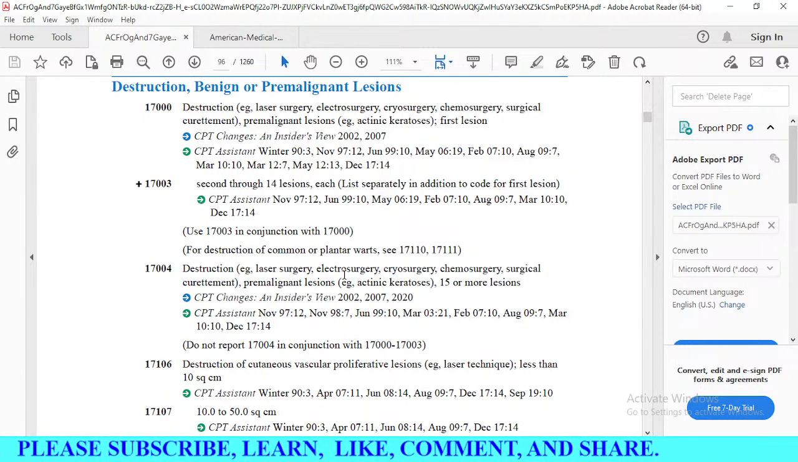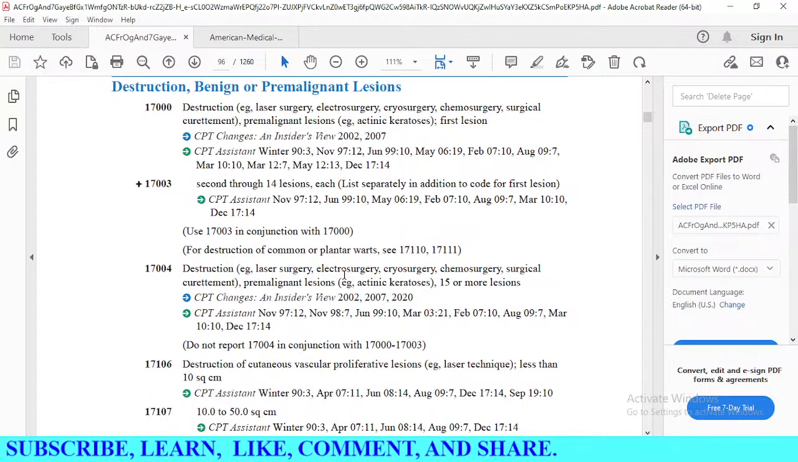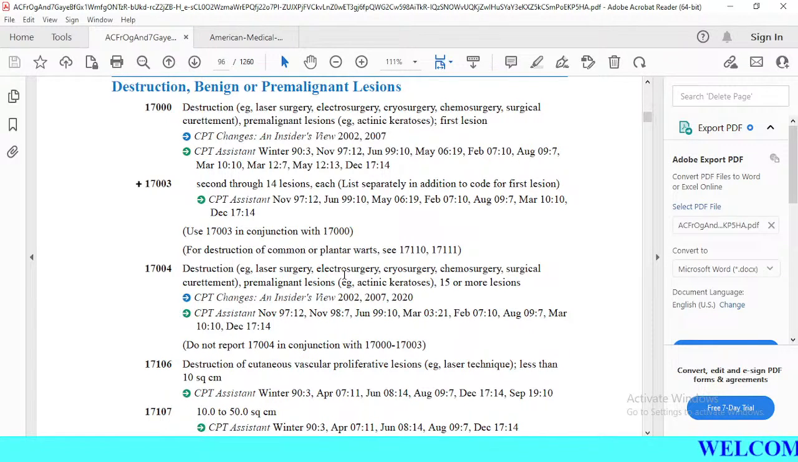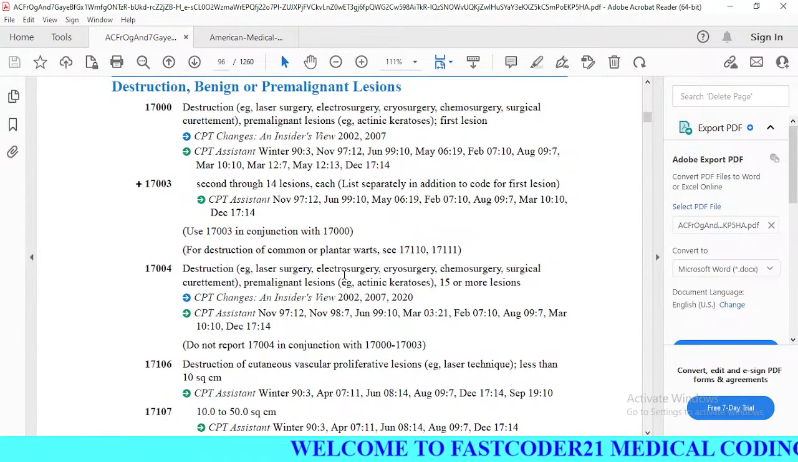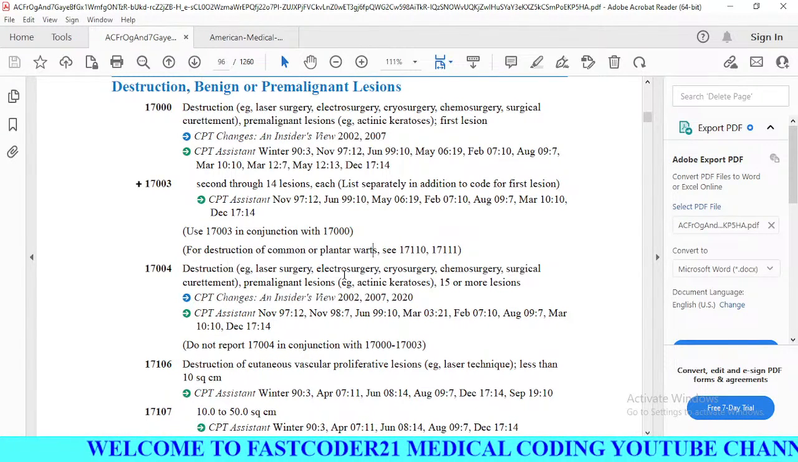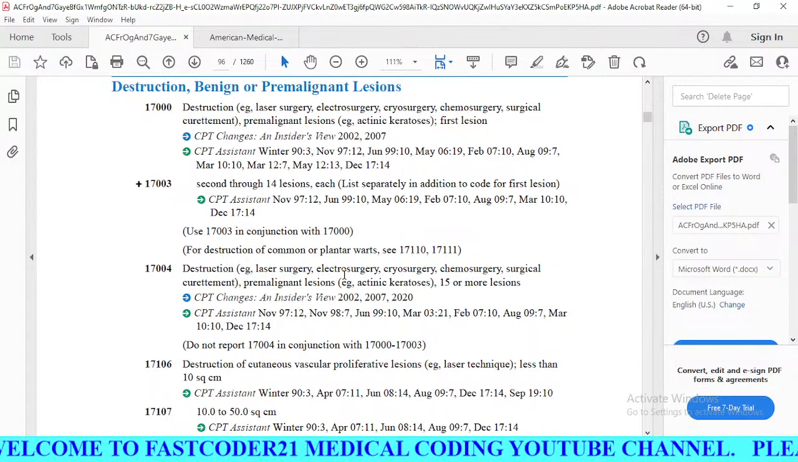How do you code destruction of 20 pre-malignant lesions? Write the answer. If you understand properly, you can write the answer; otherwise, I can explain one more time. Now we have 20 lesions. Think like that, more than 20, like 25 lesions. Sometimes you see in documentation actinic keratosis instead of pre-malignant lesion, so always check the CPT book in order to code properly.